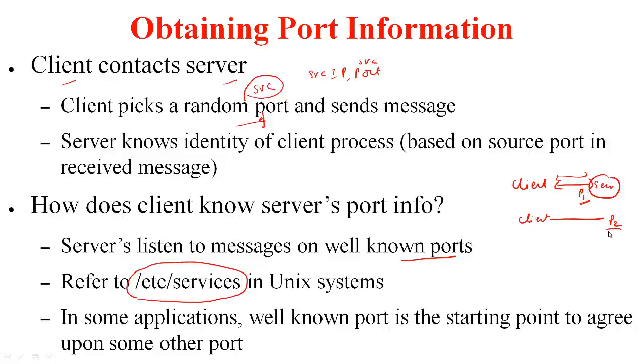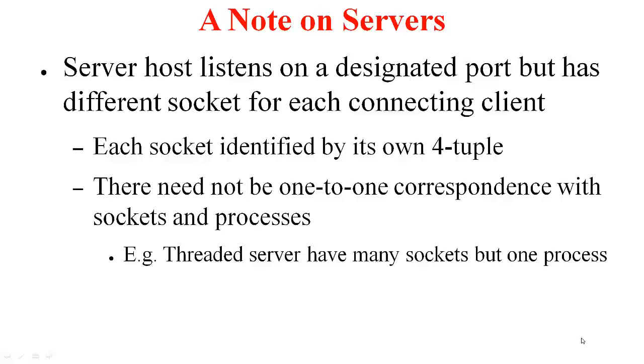There is often some confusion on ports and sockets, so a quick note here. A server host can listen on designated ports, but it can have many sockets to support each incoming client. What do I mean by this? Let me give this example. Suppose there is a web server. It has opened a socket and associated the socket with port 80, and it is listening for incoming connections on this particular socket.